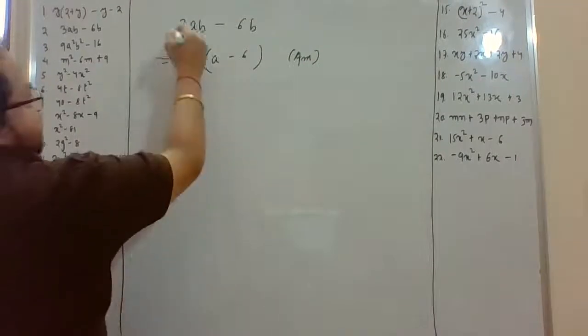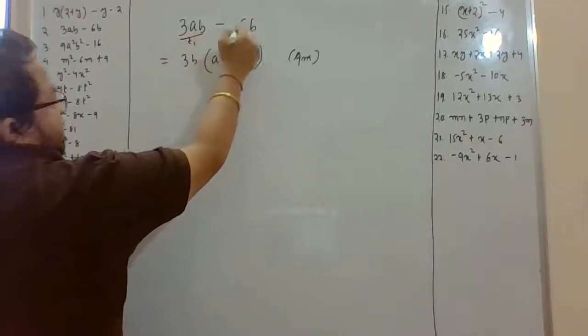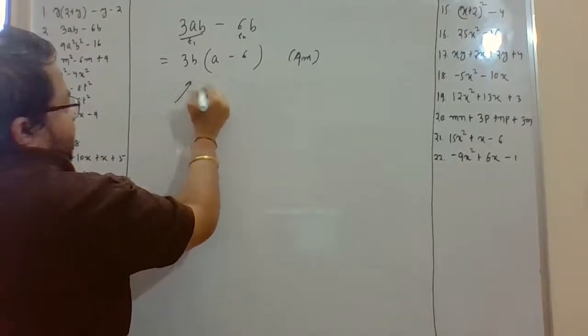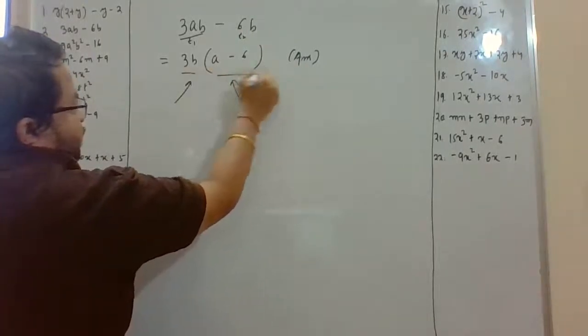And as a checkpoint, here it was expressed as term 1 minus term 2, but here it is expressed as a multiplication of two expressions.